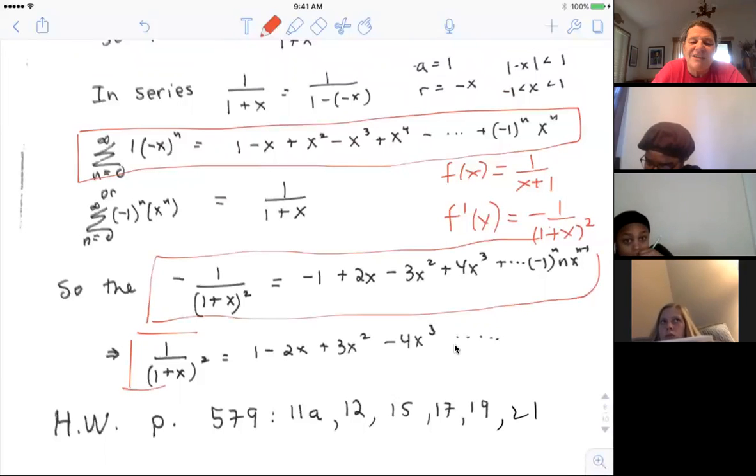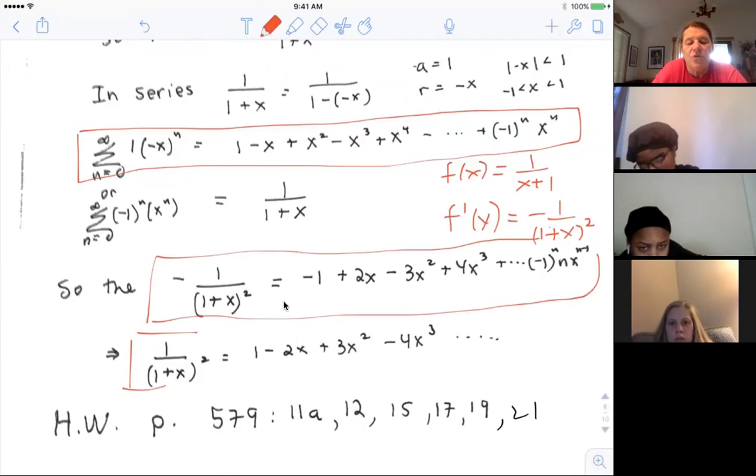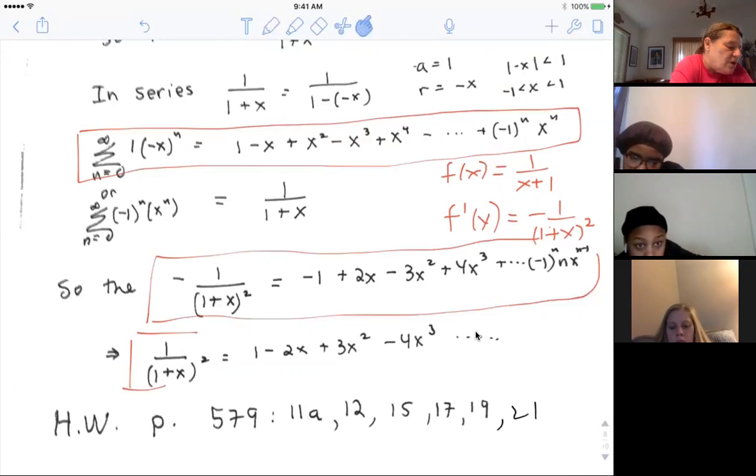Now, only because I could get a link here between a power series, a geometric series that I knew, and the one I wanted was sort of linked by either integration or differentiation, could I do that? All right, one other thing, and we'll call it a day.